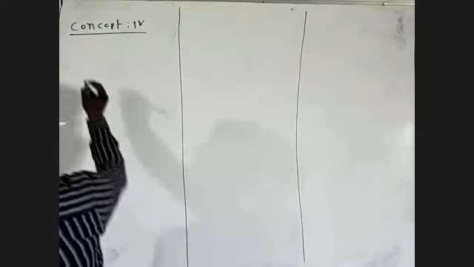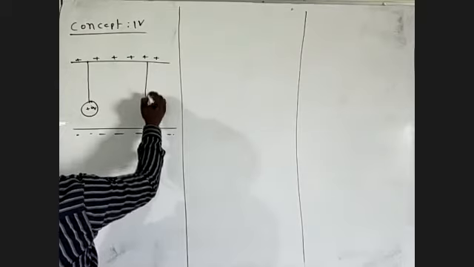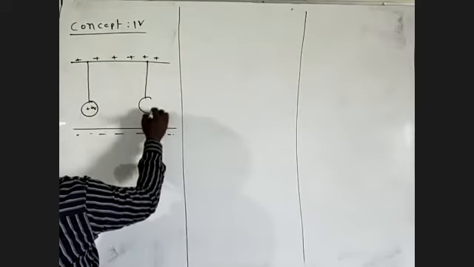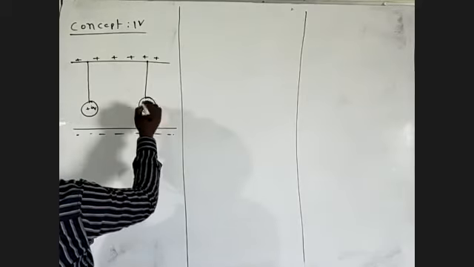This is a positive plate. This is a negative plate. Now, this is a string. One end is connected here, another end is connected to a bob. This is a positive charge. This is one more string. One end is connected here, another end is connected to another bob.